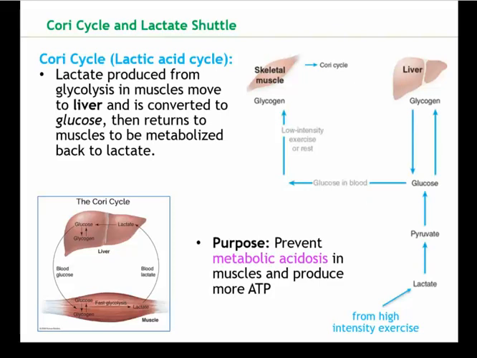Metabolic acidosis is just when too much acid accumulates in the body due to extremely high intensity exercise. But this helps us to clear away the acidity. So it actually makes lactate more of another way to just be used in the body rather than an acidic byproduct. So that's the first process, the Cori cycle.